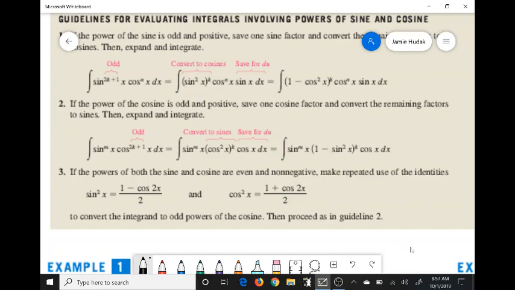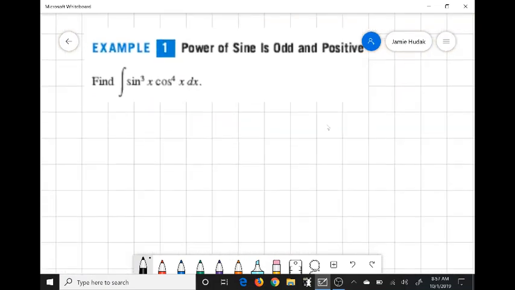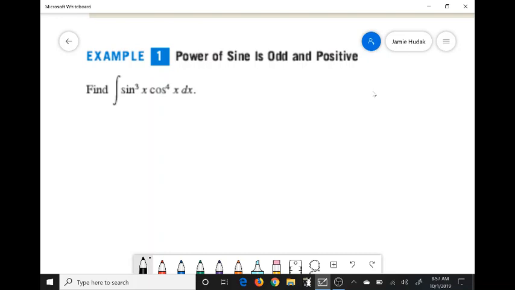I'm going to go through problems like this, making sense of the problem as to why we're making the choices for u and du. So if we come down here to example 1, we see that we have a power of sine that is odd and positive. So if we look at this example, we say, what do we want to save for our u substitution?